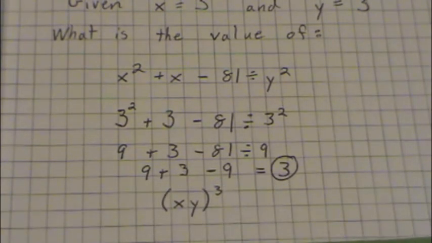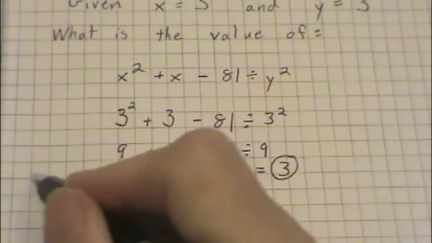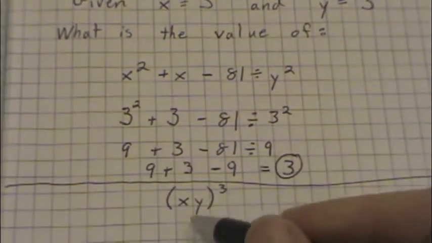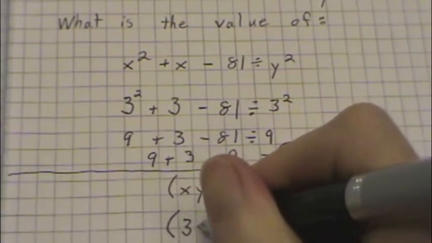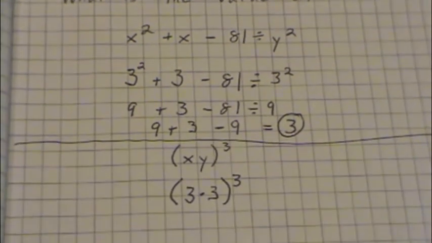Next problem. Same x, same y. X is equal to 3, and y is equal to 3. Let me draw a line so this becomes a little more clear what I'm doing. Well, that's easy. 3 times 3 cubed.